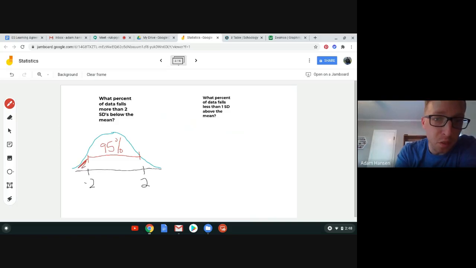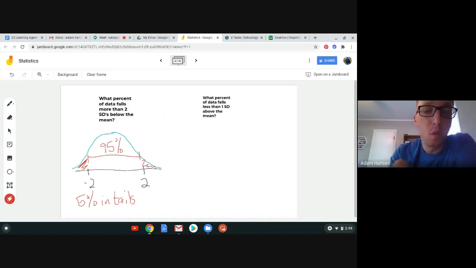which means that the 2 tails account for 5%. Since I only want the part that's more than 2 standard deviations below the mean, that means that all we're looking for is one of the 2 tails. Since the normal distribution is symmetric, it would be half of the 5% that's left over in the 2 tails. So for our final answer, half of 5%, or 2.5%.